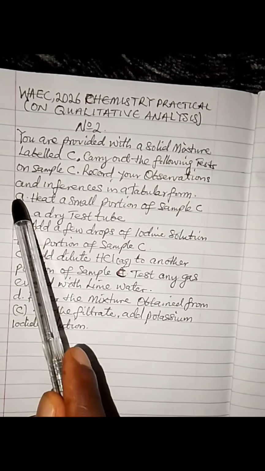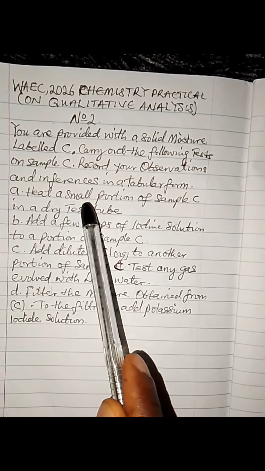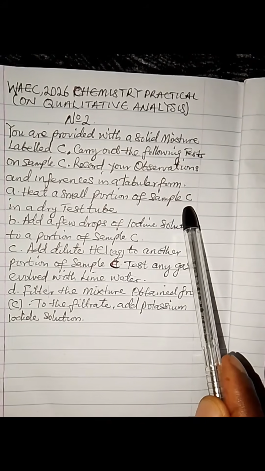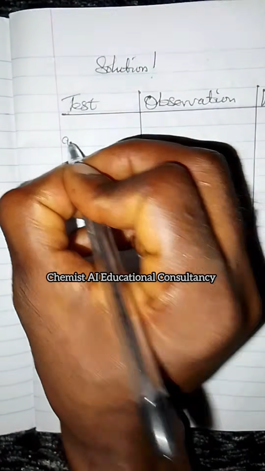Now, this is how the table looks like. So after making this kind of table, test, observation, inference, you quickly go to the first question, number 1. It says heat a portion of sample C. You don't write grammar under test, just write C plus heat, as simple as that.